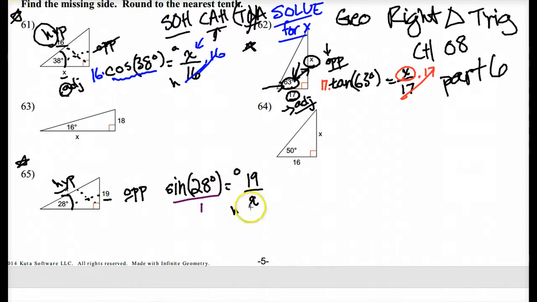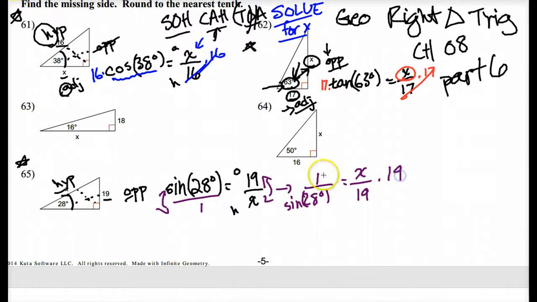I look at this, and I know you can do some cross multiplying and then dividing and all that kind of stuff. Here's my fast way of doing it. I'm going to just flip both sides, because that's the same as multiplying by the reciprocals of both sides. And I'd get 1 over sine 28 degrees is equal to x over 19. And once I'm at this point, I could multiply both sides by 19, and I would get 19 divided by sine of 28 degrees is equal to x.